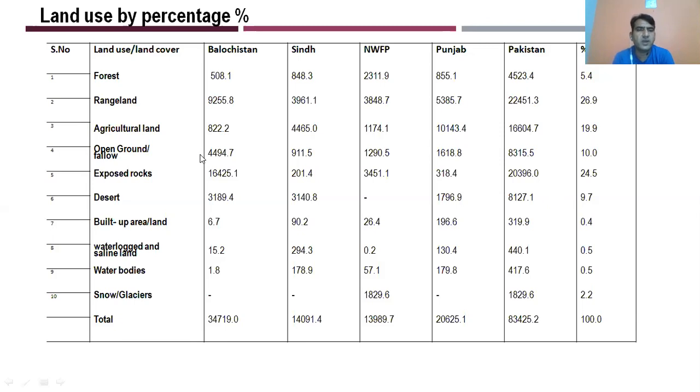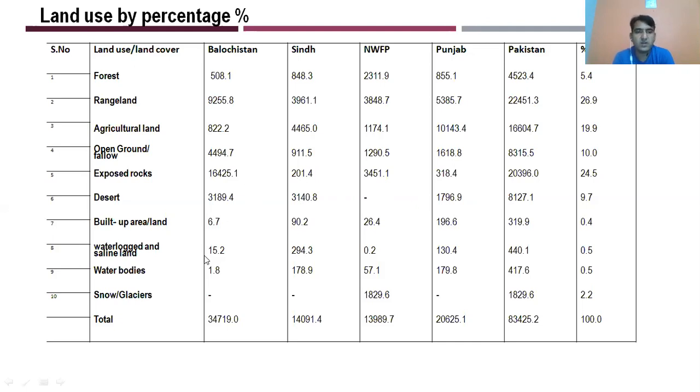Then we have open ground, fallow, exposed rocks. Then we have the desert area. Look, there's no desert in NWFP mostly. Sindh and Punjab have more land area under the deserts, and also Balochistan; in this order, Balochistan, Sindh, and third is Punjab. So we have 9.7%, almost 10% of land area in Pakistan under desert. I will also discuss these deserts one by one in coming slides.